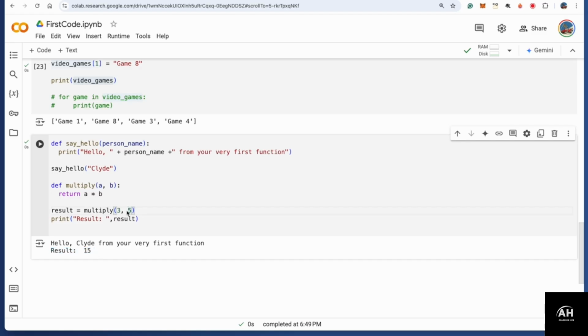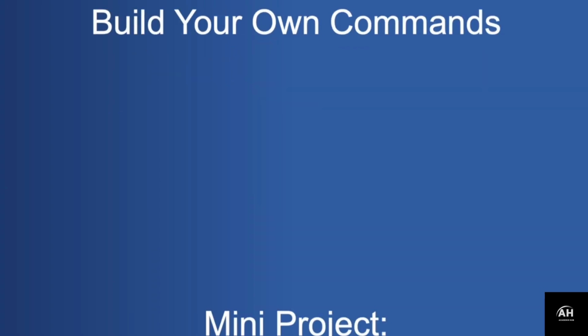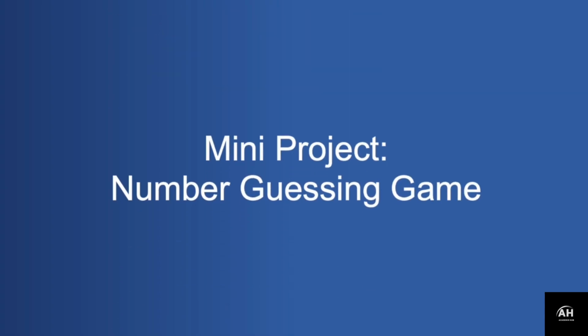Now if I just change the value here, let's say 15 times 3, run it, and it will say 45. How about 30 times 15? It will just be one more 0, 450. So there you go. This is how you can call this multiply function again and again, a bunch of different times. So this brings us to our next part, which is a mini project, number guessing game.